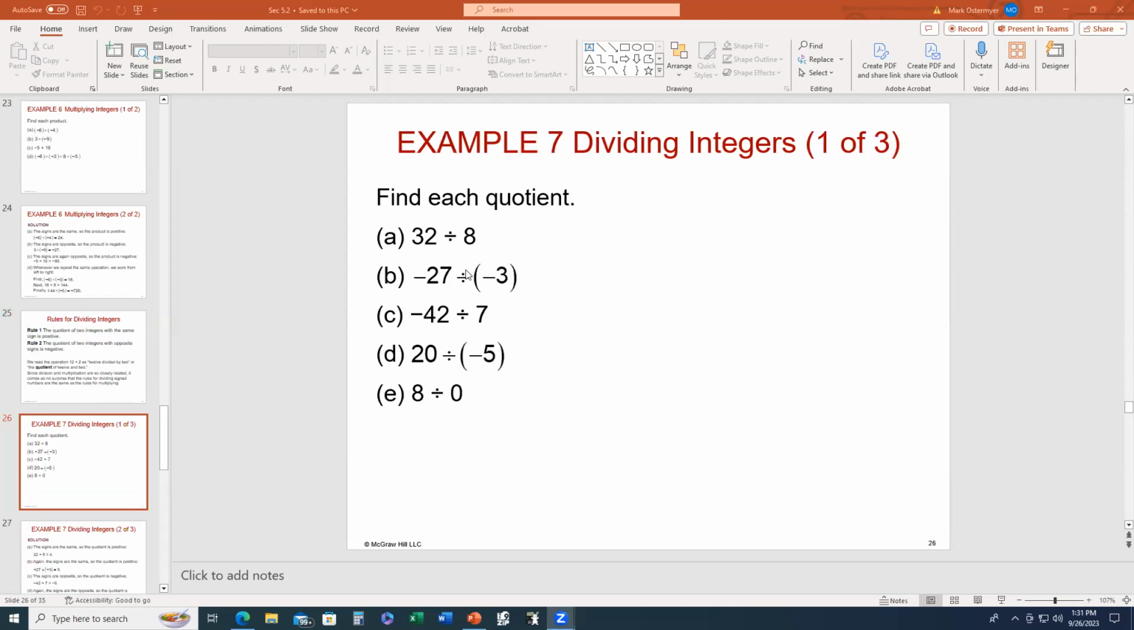All right, ladies and gentlemen, you try these problems here. We'll call this classwork number 5. Let's do our divisions here. Remember, the rules for division are the same as for multiplication when it comes to positives and negatives. No difference. Go ahead and try those.